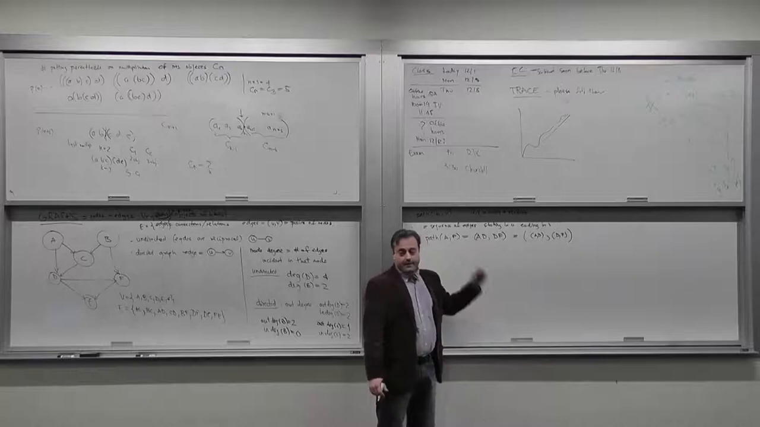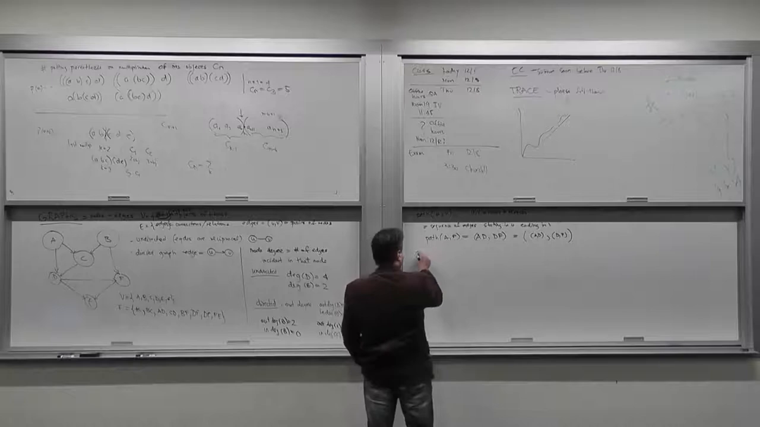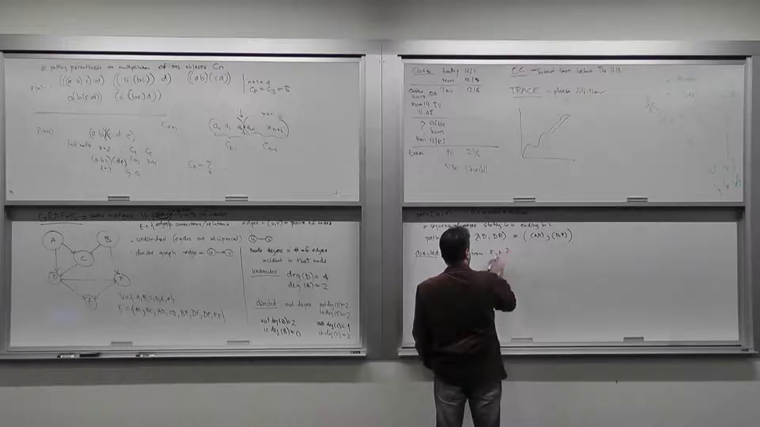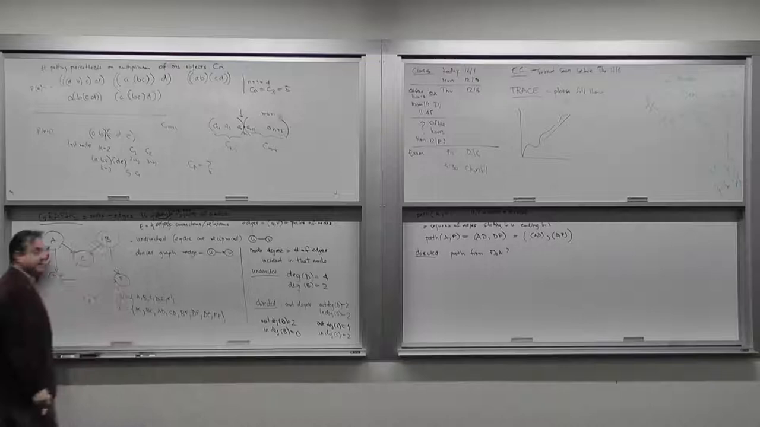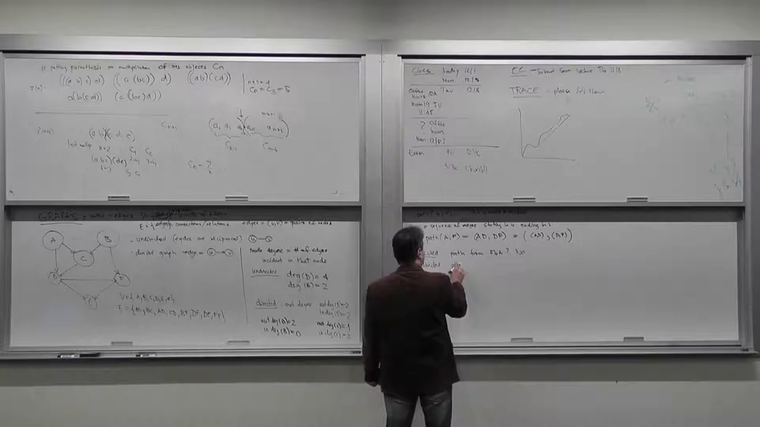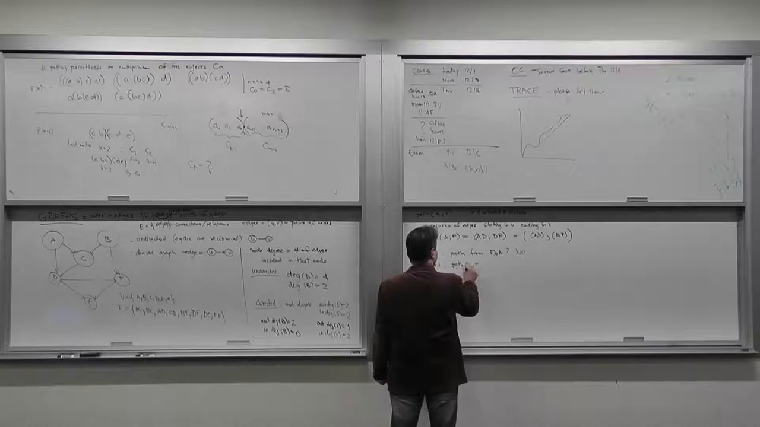Now, if this is directed, is there a path from F to A? In the directed graph, can I start in F and end up in A? No. But if it's undirected, is there now a path from F to A? Yes.